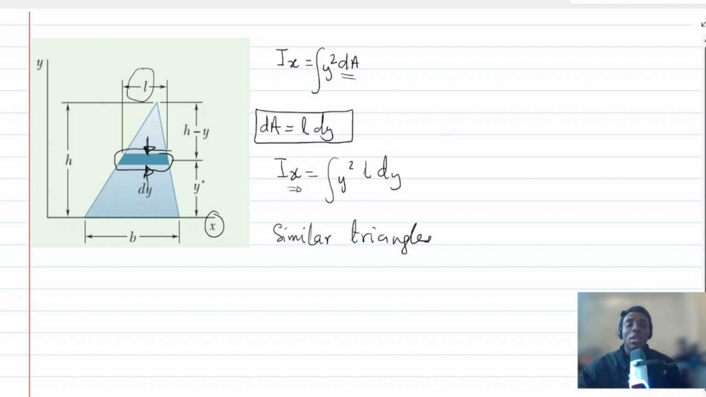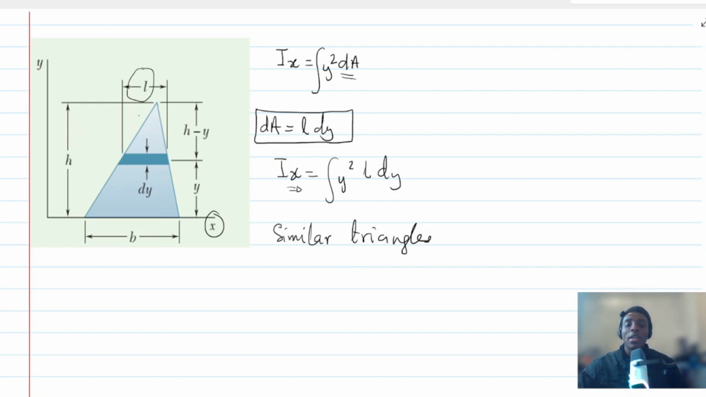Now, what are similar triangles? Think about it this way. Consider the whole of this structure here as one triangle, and then consider this small triangle here. So that's what we are trying to say.